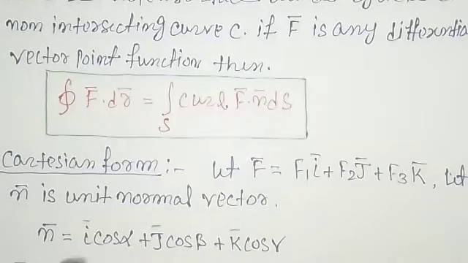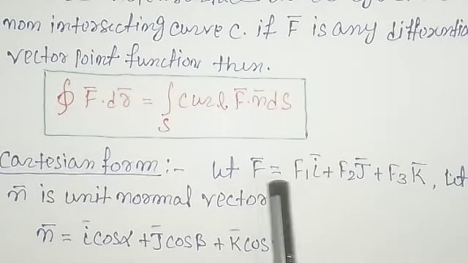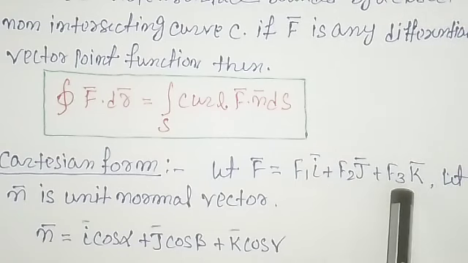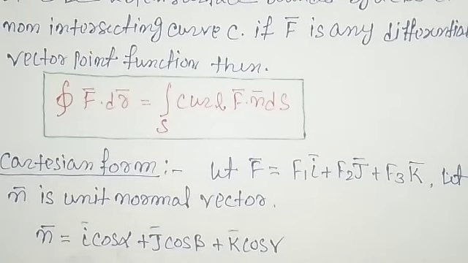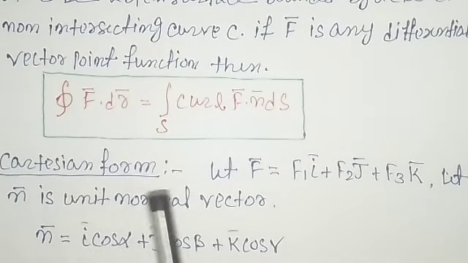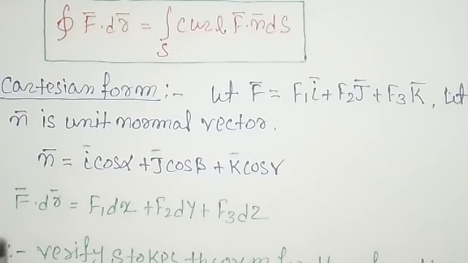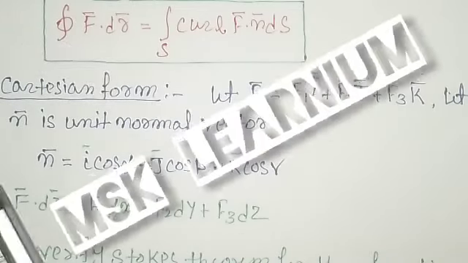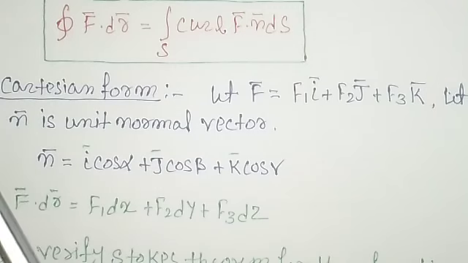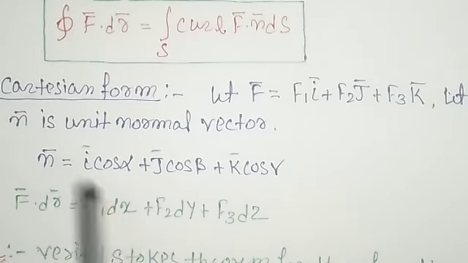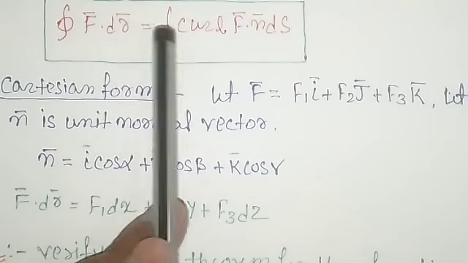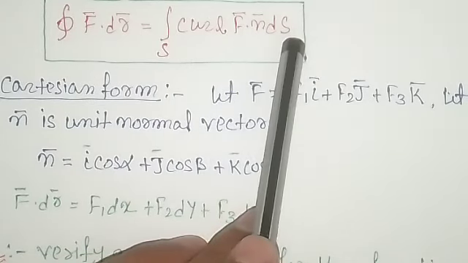The Cartesian form of the Stokes theorem is in this format: let f be a vector point function f1 i plus f2 j plus f3 k, and let n be the unit normal vector, n equal to i cos alpha, j cos beta and k cos gamma. We have to find the curl, that is del cross f, right? Del cross f, how you find it, you already know. So f dot dr will become f1 dx plus f2 dy plus f3 dz, right? This is the Cartesian form of the Stokes theorem. So in Stokes theorem, this is the transformation from line integral to surface integral, and that expression is that the line integral of f dot dr is equal to the surface integral over the curl f dot n ds, right?